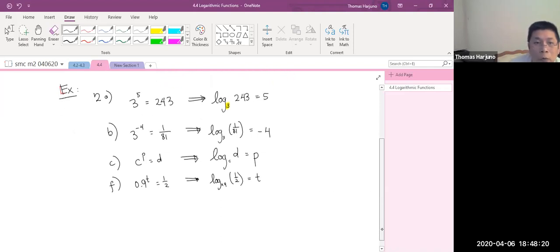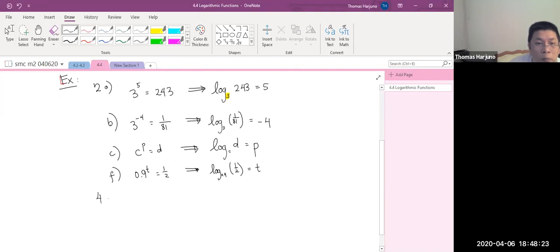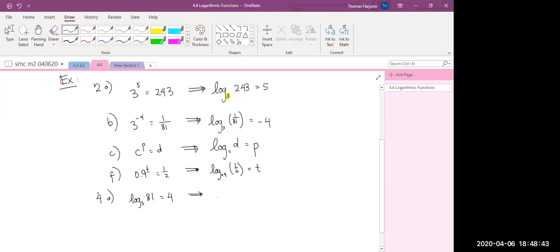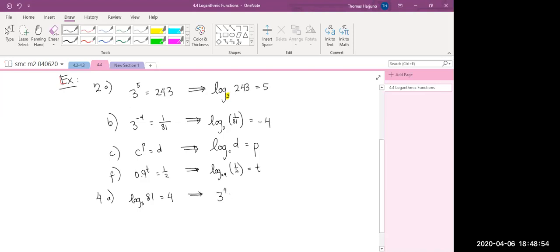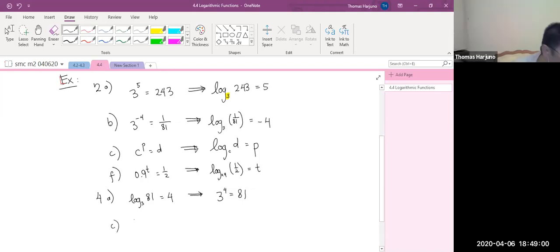Suppose I have the log form. I want to write that into exponential form. For log base 3 of 81 equals 4, in exponential form, that will be 3 to the power of 4 equals 81.